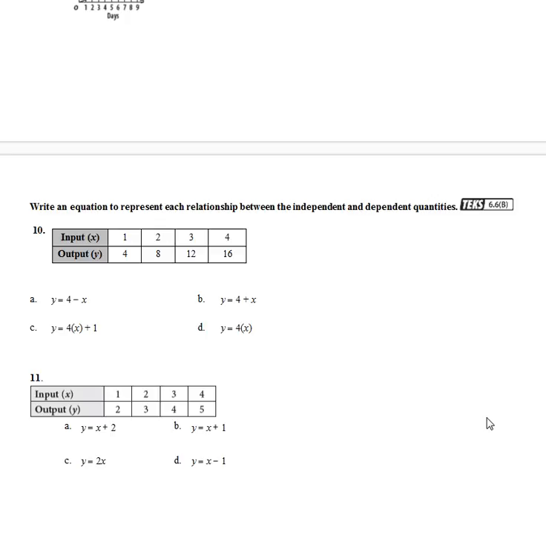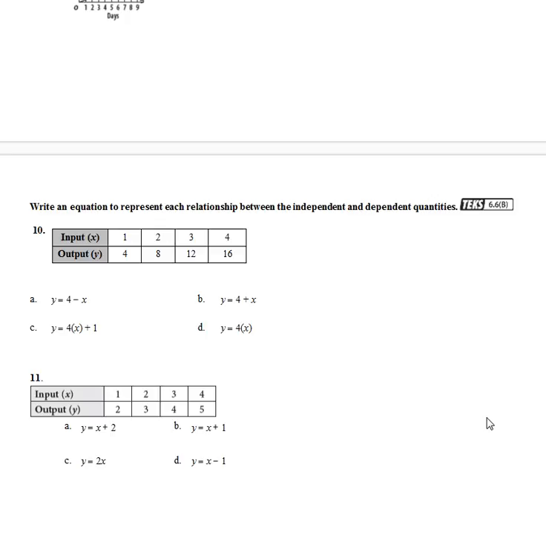Number 10. Write an equation to represent each relationship between the independent and dependent quantities. The table on 10 reads input x, output y. A, y equals 4 minus x. B, y equals 4 plus x. C, y equals 4x plus 1. D, y equals 4x.